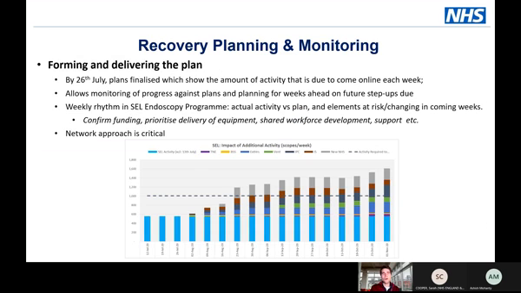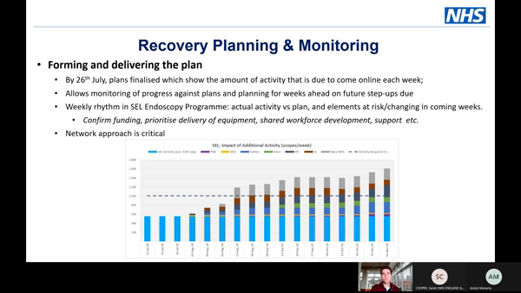So this is the output of that process. By about the end of July, we needed to have had these plans finalized. And once you have a plan, you can then start monitoring against it. It fell into a weekly rhythm where we were monitoring activity versus the plan, the elements of risk, and what needed to happen when to deliver certain parts of this plan. And having a networked approach to that is really important, so that if you're procuring equipment as a system, you have a lot more power and a lot more sway than individual providers trying to articulate or prioritize themselves above other providers in the region.